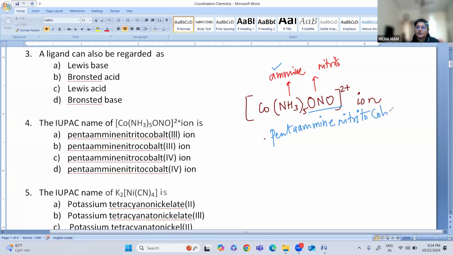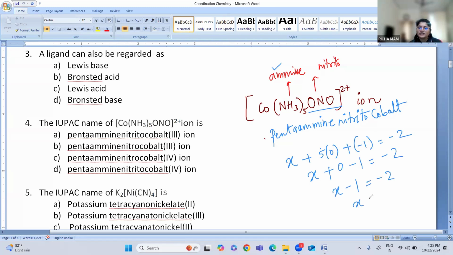Cobalt. Then find the charge. Ammonia is neutral. What is the charge on nitrito? The nitrito charge is minus one. Cobalt is X, plus ammonia is zero. So X plus 5 into 0 plus minus 1 equals minus 2. X minus 1 equals minus 2. X equals minus 2, and this becomes plus 1, so it becomes 3. So the charge is plus three. So it is nitrito cobalt(III) ion. So this is the name. Which is the answer? Option A. So follow the alphabetical order for your ligands.